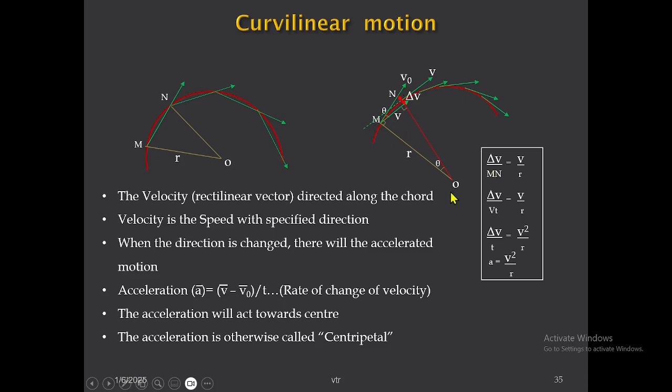Along the movement, when there is a speed increase or decrease on a straight path, from one point to another point, there will be some acceleration. That is called longitudinal acceleration or deceleration, along the direction of the movement. But this acceleration, because of the change in direction, is called centripetal acceleration. That is equal to V squared by R.